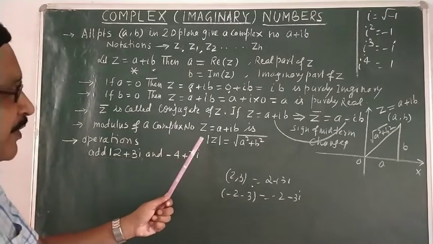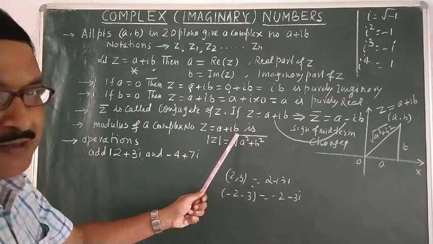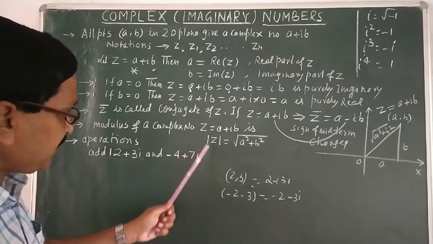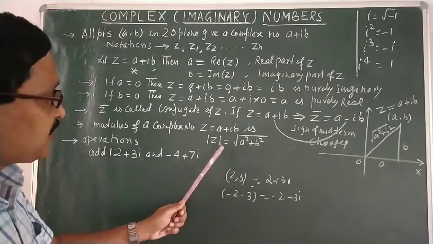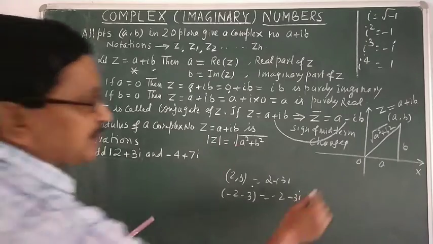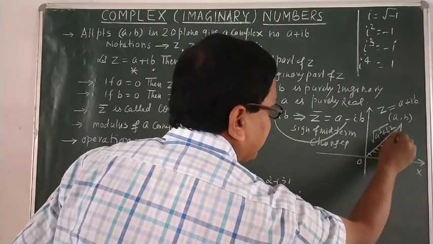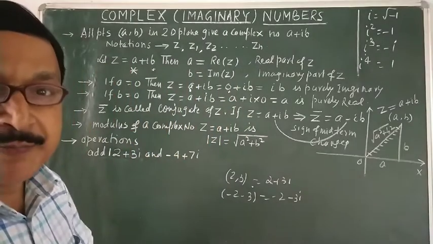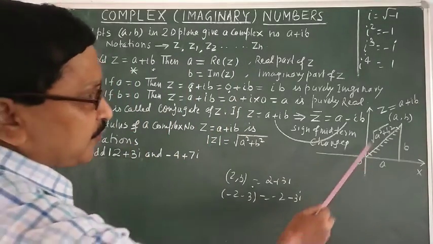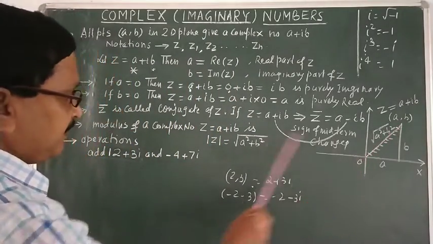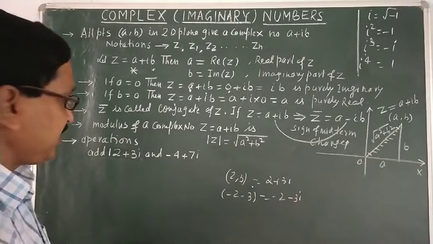Now the modulus of a complex number z is equal to a plus ib. The modulus of z is denoted by mod z. So this is the square root of a square plus b square. This length is called the modulus. The modulus of a complex number is the distance of the complex number from the origin. So this is the geometrical representation.